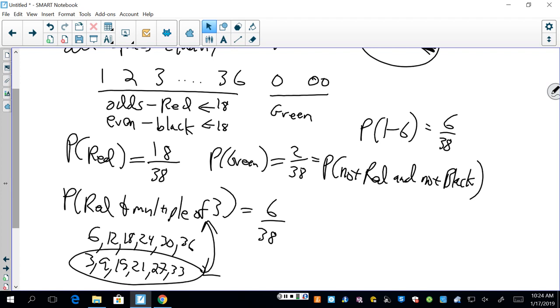Red and even, probably. Well, in any case, some things would have a chance of 0. What's the chance of getting a 0 that's red? Well, does it ever happen? It's not on the board, it's not possible, so it's 0.